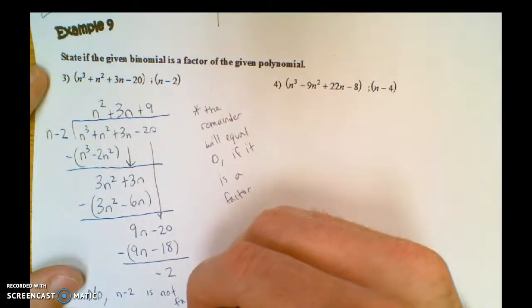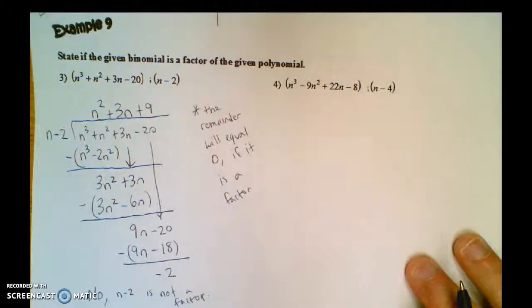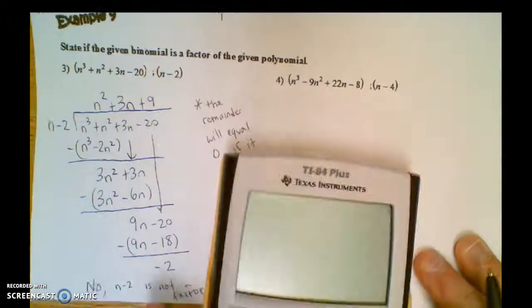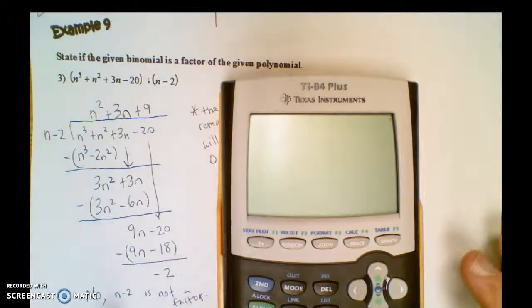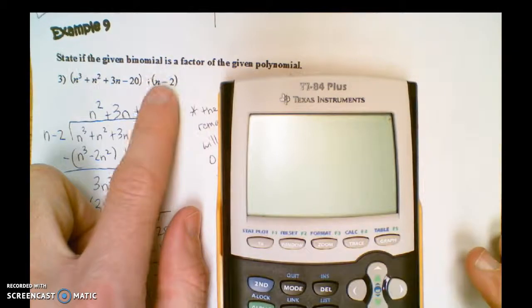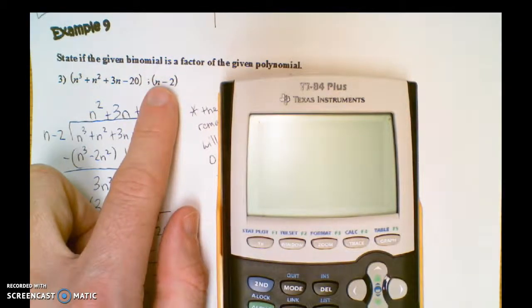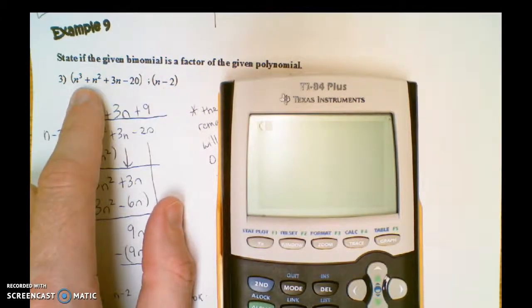Another way to test this, if you didn't want to use long division, but long division will get you the right answer, is to use your calculator and find the root of this binomial. The root is 2, because if you set it equal to 0, you would add 2 to both sides. And then you just plug 2 into your expression.